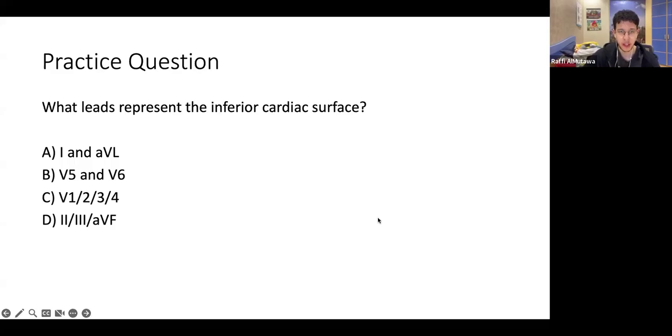So this, skip that. Okay, what leads represent the inferior cardiac surface? Who wants to answer this in the chat? Okay, so someone said an answer. Another person said an answer. Another person said an answer. You guys are all saying this. 4 people have said the answer, and it's correct. Absolutely. It's choice D. 2, 3, and AVF. What if I was going to ask about V1, 2, 3, and 4? What would that be?